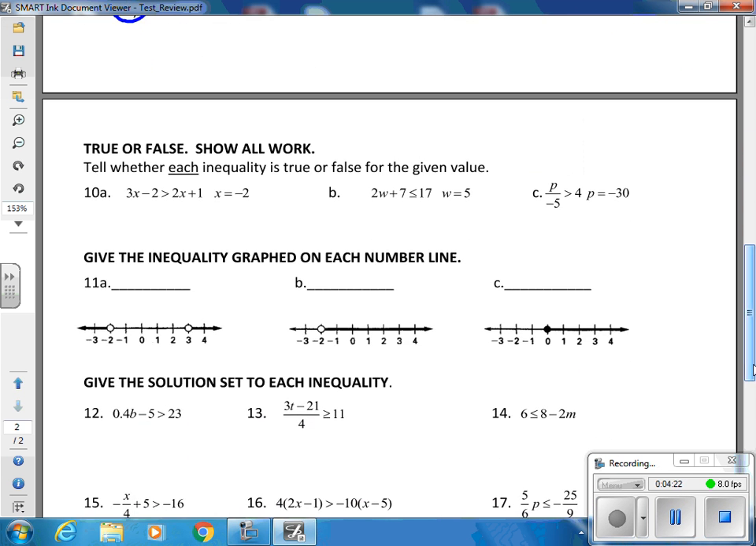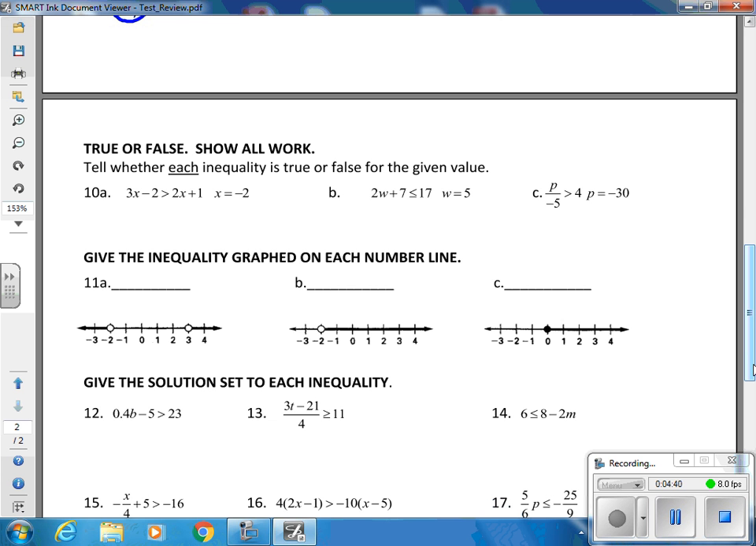All right, for 10 parts A, B, and C, you are to tell whether each inequality is true or false, but you have to show how you know it's true or false. You can't just take a 50-50 guess here, right? And the best way to do this is just to solve them like you normally would and see if the x value or the variable value works and makes a true statement.